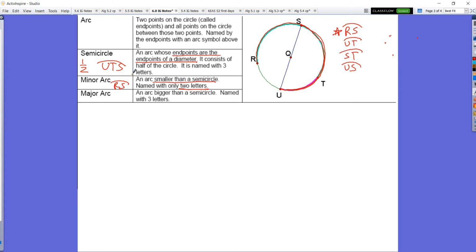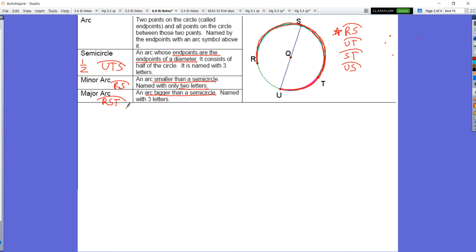All right, then the last one we got is a major arc. This is where an arc is bigger than a semicircle. So one that we could name here has to be bigger than half the circle. We could go from R all the way over to T, and we'd use 3 letters to name that, so we're going to call that RST, just like that. So that would be a major arc.